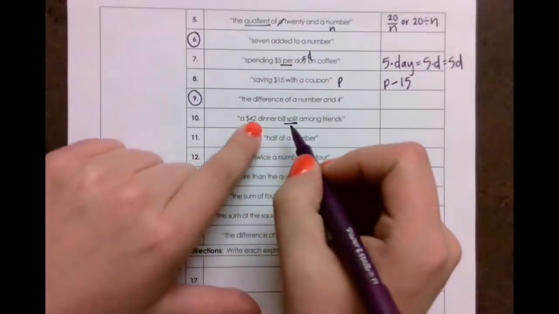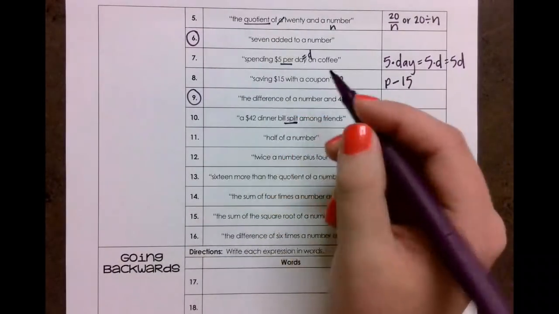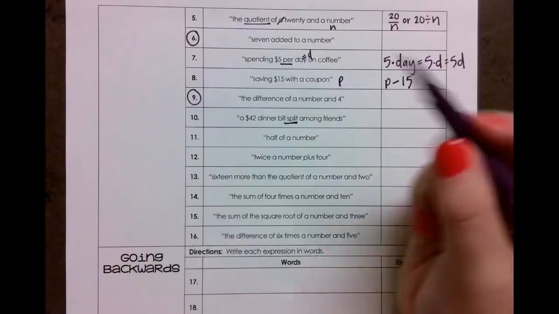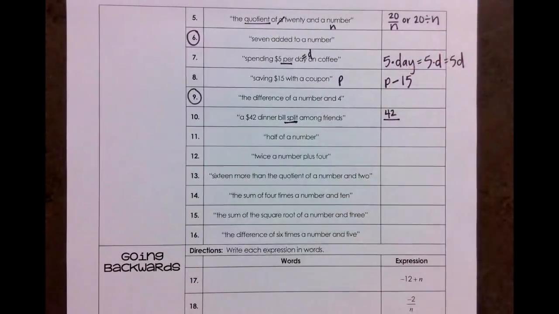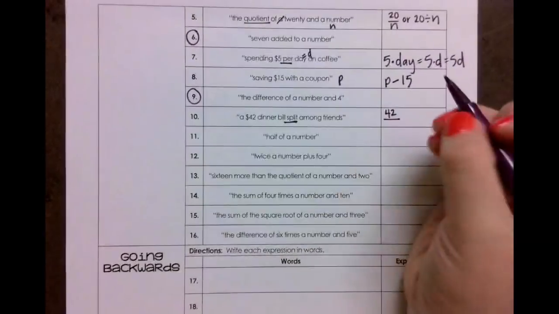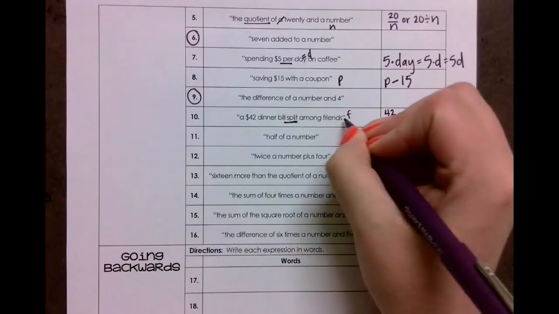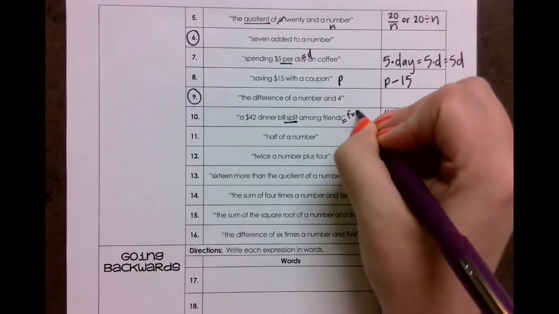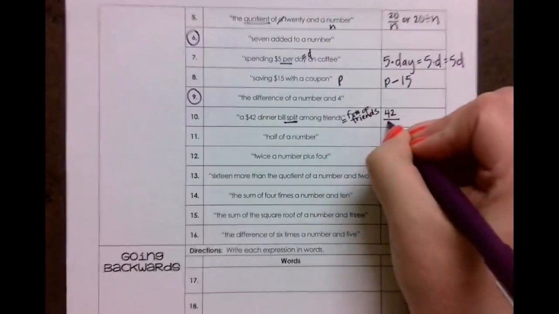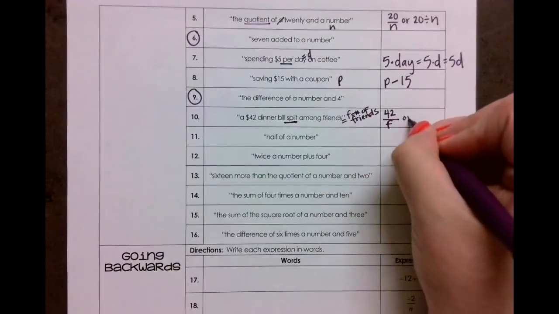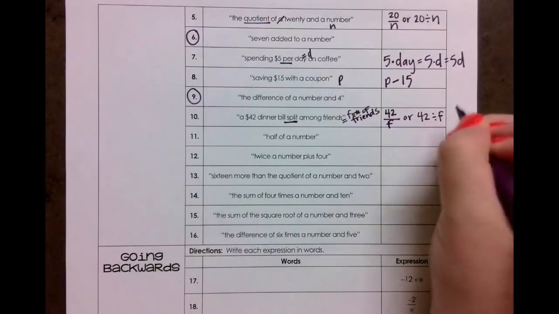So I'm taking a $42 dinner bill, and let's say there's 4 friends. Then I'm going to divide that 42 by 4 to see how much each person pays. So a $42 dinner bill split among friends, right? And then let's say that F is the number of friends. So I'm going to divide 42 by F. So I can write it like 42 divided by F this way, or 42 divided by F that way.